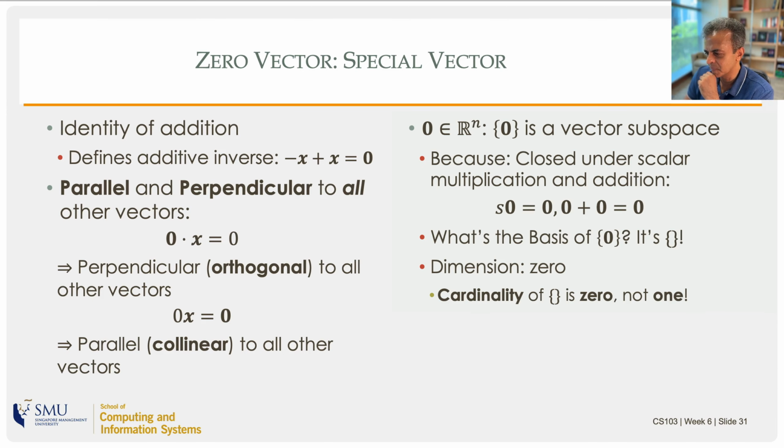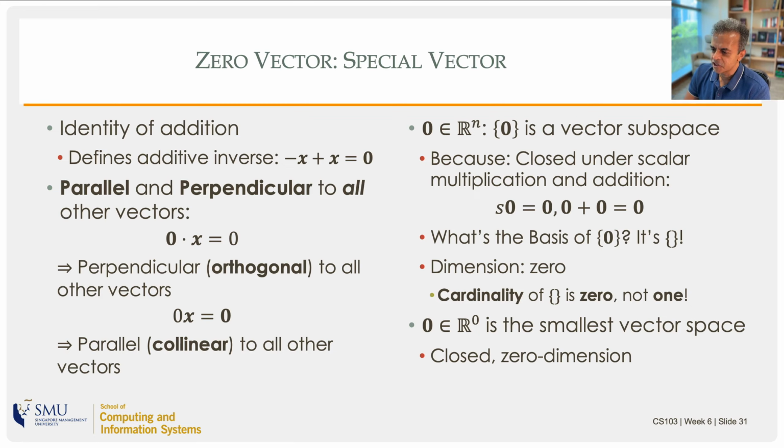It's not 1, because if the cardinality was 1, that would mean that it's a line. But 0 as a subspace is just a point. And 0 is the smallest vector space. It is closed, it's got 0 dimension, etc. So mathematically, zeros are very interesting entities.